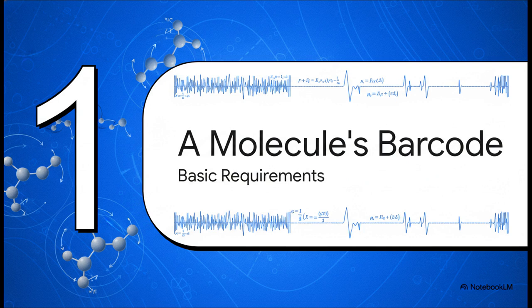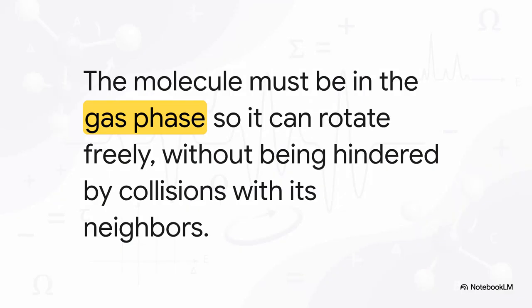To even show up on the radar of a microwave spectrometer, a molecule has to meet two really crucial conditions. Condition number one, the molecule has to be a gas. Think about it. We need it to be able to rotate totally freely without getting bumped and knocked around by its neighbors. If it were a liquid or a solid, the constant collisions would just kill that free rotation, smearing out all the beautiful, sharp lines that we need to see.